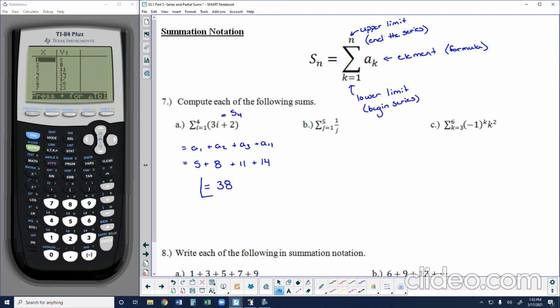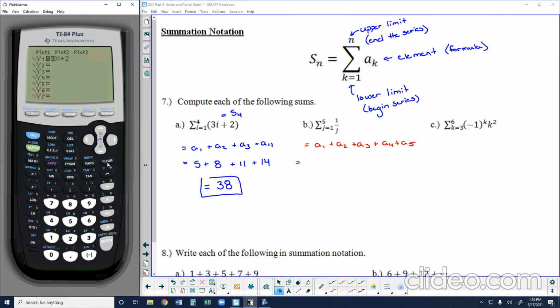So it's a different way of writing a series, which is, again, adding together the terms of the sequence. Let's take a look at another example. Example B: we need to find, from the lower limit of j equals 1 to the upper limit of j equals 5, the first term, adding the second term, adding the third term, the fourth and the fifth. See if you can pause the video and find the summation of this series.